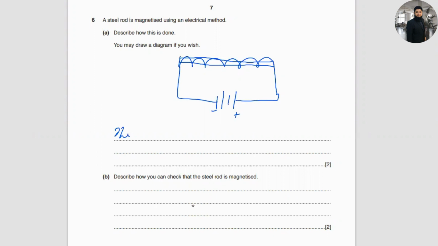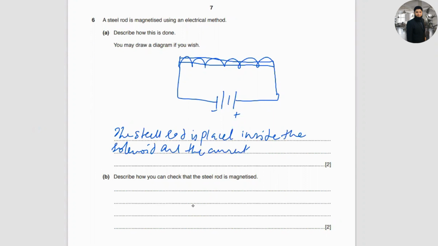So the steel rod is placed inside the solenoid, and the current will pass through it, and the rod becomes magnetized.